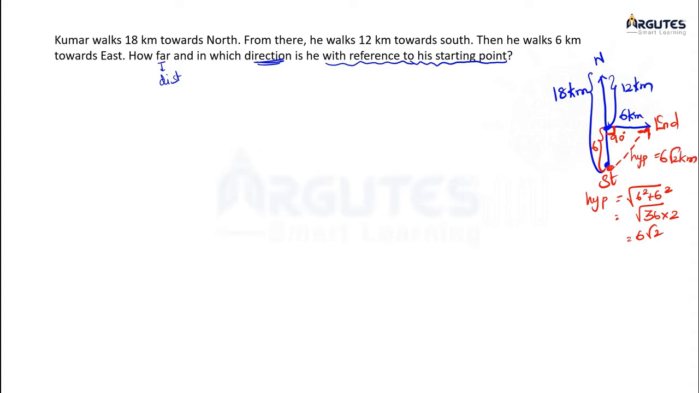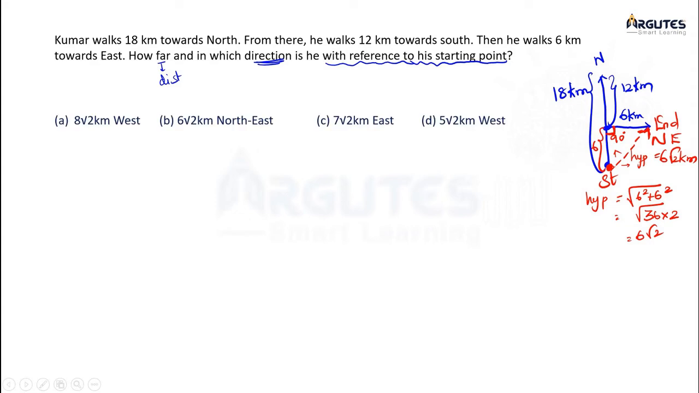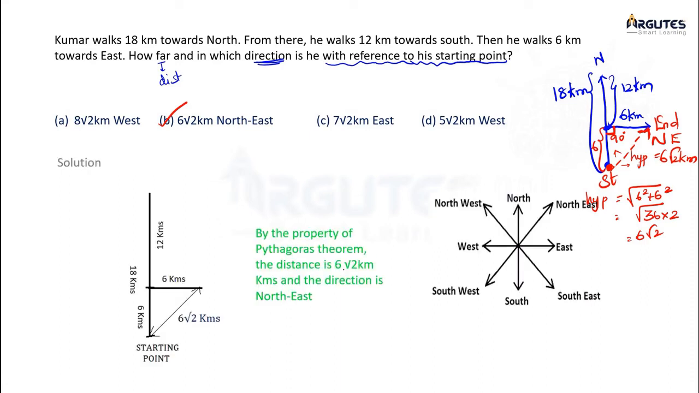Now from the starting point, it is in the north, right? North and in between north and the east. Between north and the east. So which direction is it? It is the northeast direction. So let's check the answer. 6 root 2 kilometers and also in the northeast direction. So your answer is option B. So by the property of Pythagoras theorem, the distance is 6 root 2 kilometers and the direction is northeast. Is it clear? Now we'll go with the next question.